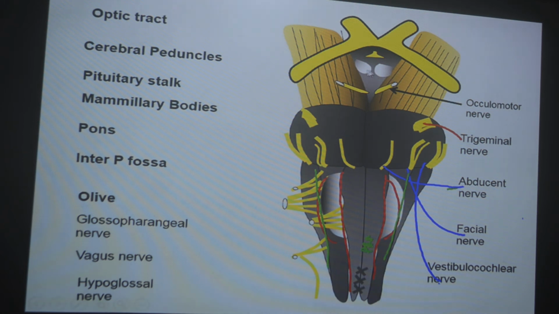Now, if you see in the interpeduncular fossa, you see these mammillary bodies, these small rounded bodies which are called the mammillary bodies. And then you can see the stalk of the pituitary gland. So this is the area from where the pituitary gland is going to hang. In front of that you can see the optic chiasm, and these are the optic tracts which are going to curl around the cerebral peduncles and go back.